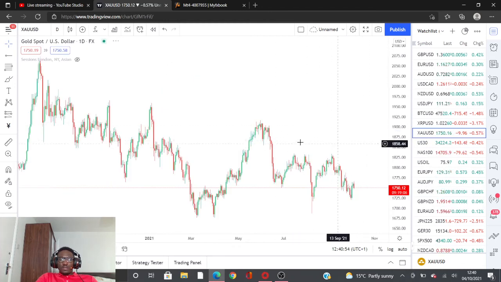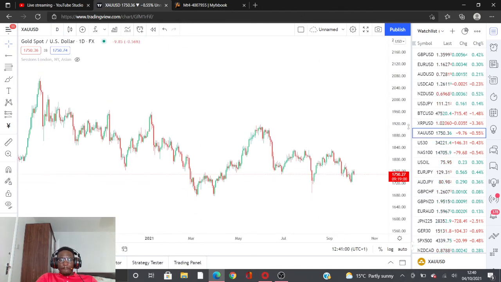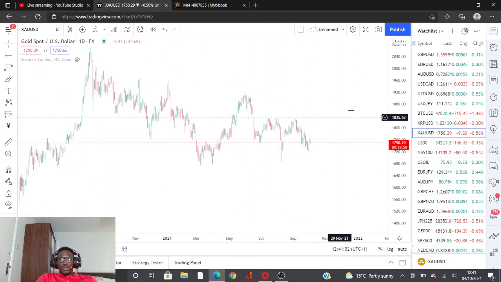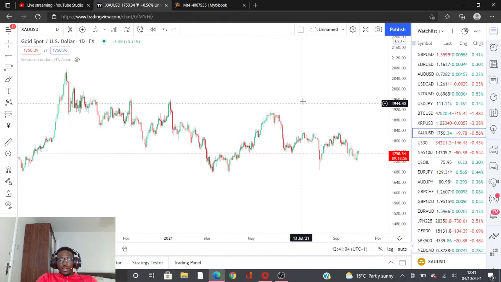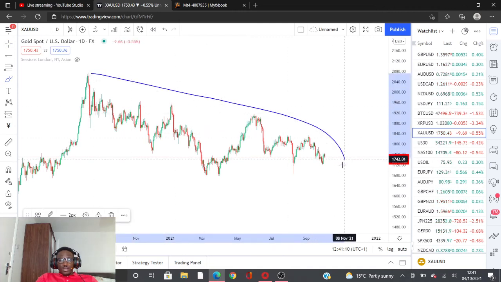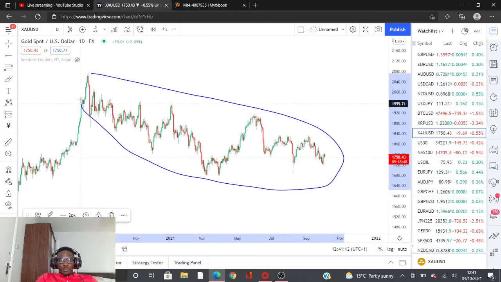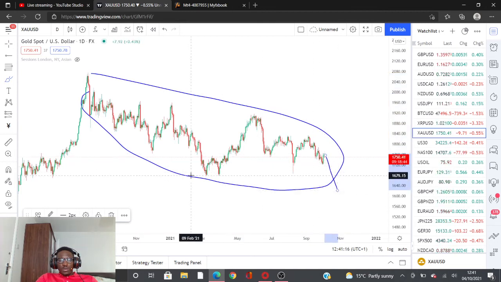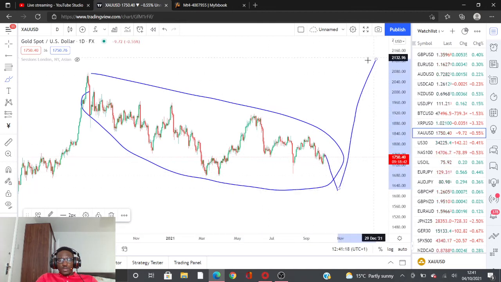So let's look at gold. Gold is next on my list. Gold is in a corrective pattern as well, a bullish corrective pattern. So this could come back down, break the low, and then it will take off.